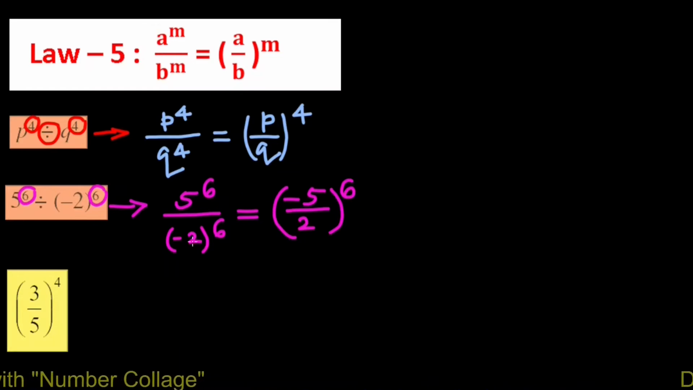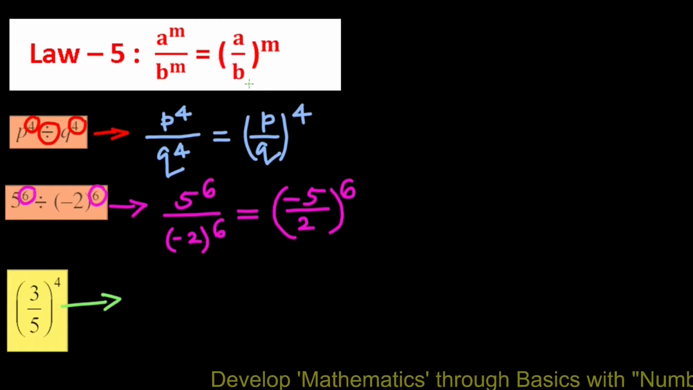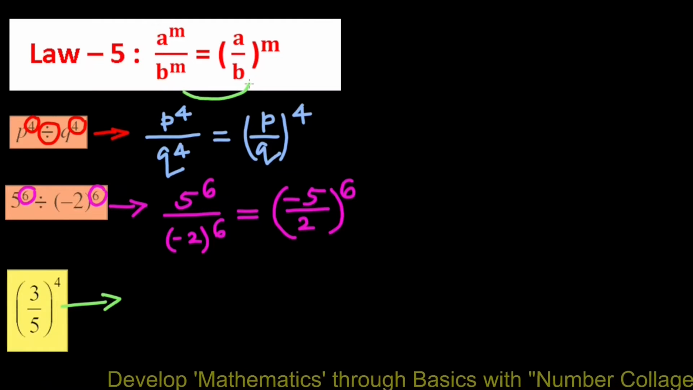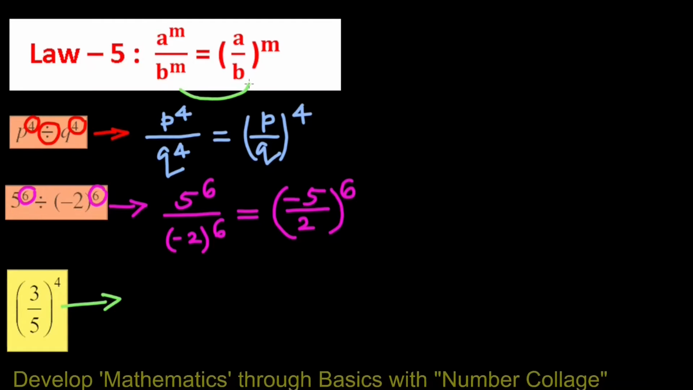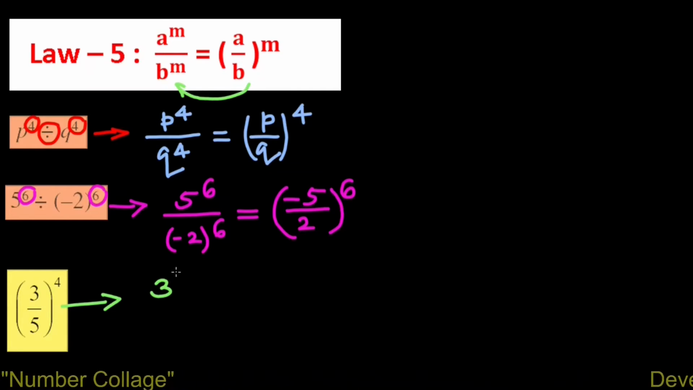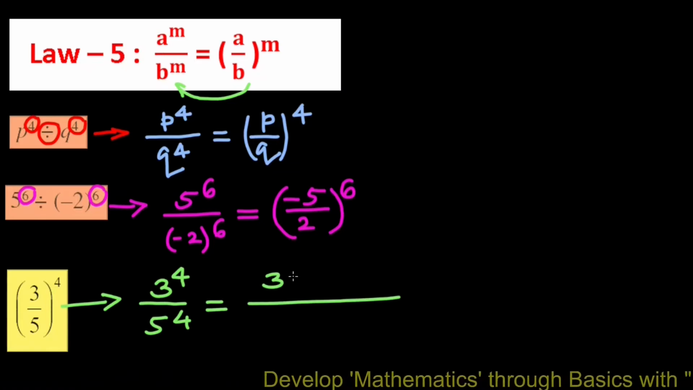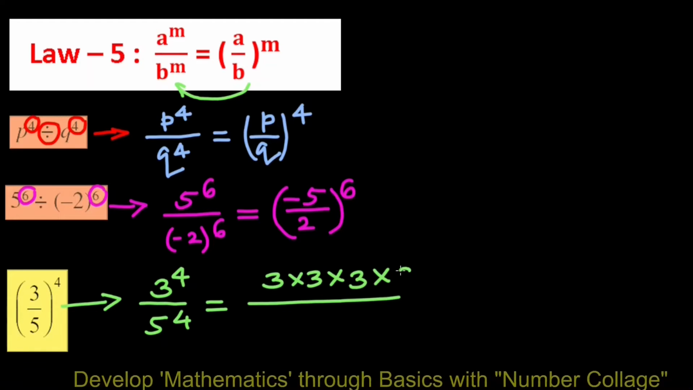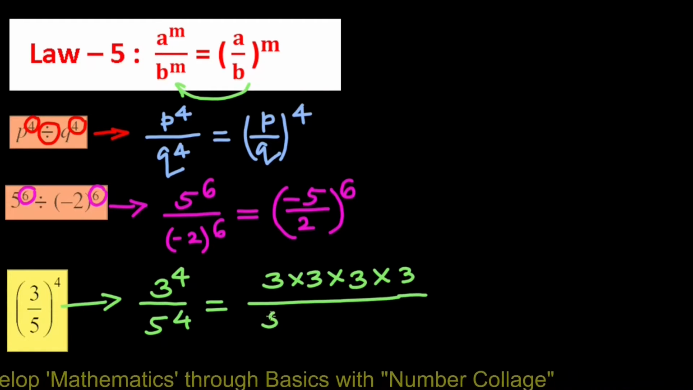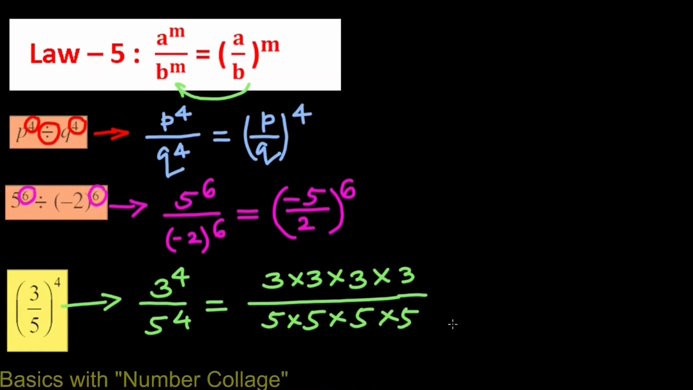Working in the reverse manner, we can expand 3 upon 5 raised to 4 as, we can write a upon b raised to m as a raised to m upon b raised to m. Therefore, we can write this as 3 raised to 4 and 5 raised to 4, whose expansion form will be multiplication of 3 four times in the numerator and multiplication of 5 four times in the denominator. So that gives us the expansion.